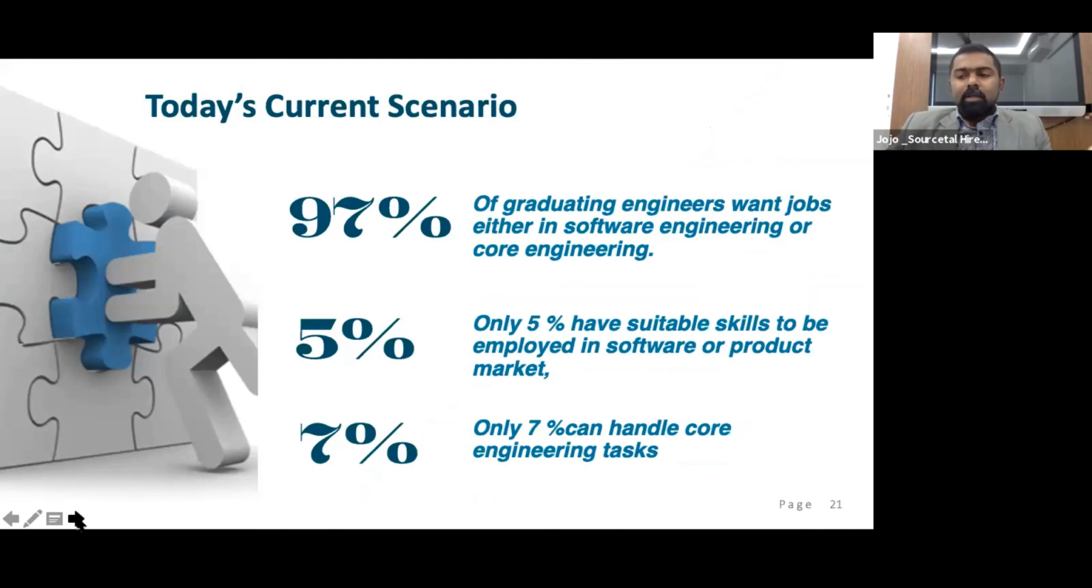As a fresher, the industry we are facing: 97% of graduate engineers want a job, either in software engineering or core engineering. But 5% have the suitable skills to be employed in the software or product market, and 7% only can handle core engineering tasks. So that is today's scenario.